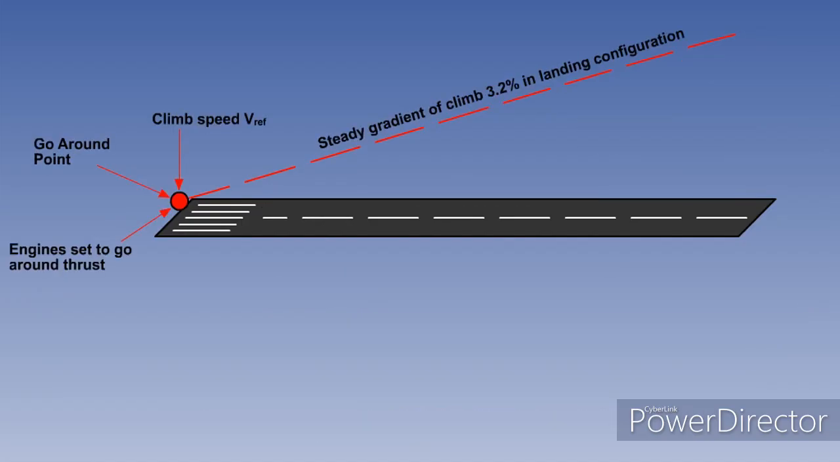During aeroplane trials, the rate of climb requirements on initiating a go-around for both a non-jettison and jettison system-equipped aeroplane are the same. The requirement is that in the landing configuration, the steady gradient of climb with engines at go-around power must not be less than 3.2%, with a climb speed of VREF in non-icing conditions.